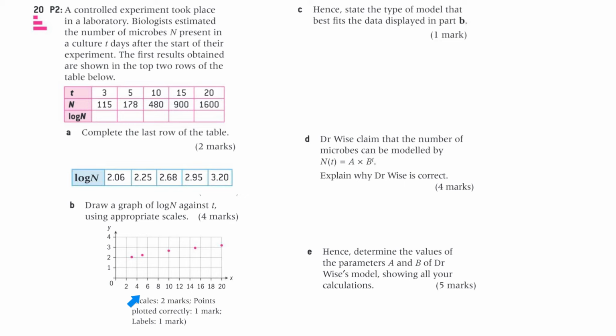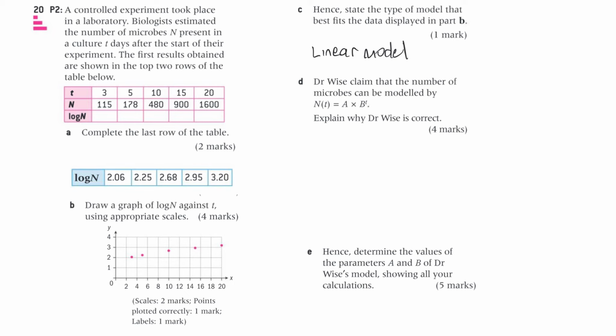All right, so we know that Y is representing the log number, so that really should say log N there. And T along here, this is time along here. Remember, it was log N against T. They really should put T there. C, hence state the type of model that best fits the data displayed in part B. So it's looking like a straight line. Okay, so linear model.